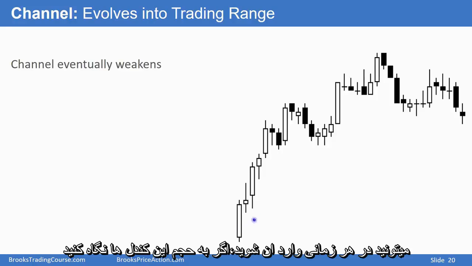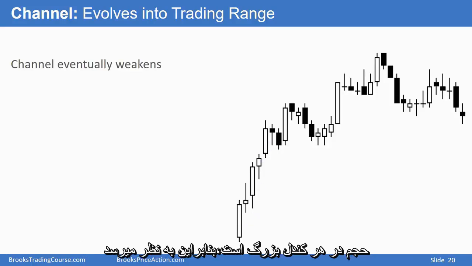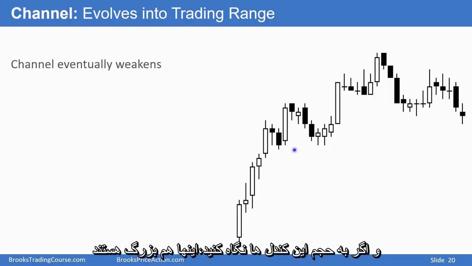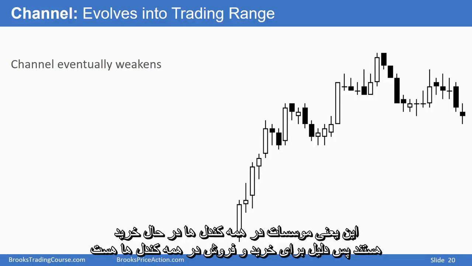If you look at the volume of these bars, the volume is big on every bar. So it's not like the institutions are all buying on this bar or this bar and not the other bars. They're buying on all the bars. And if you look at the volume on these bars, it's also big. That means the institutions are buying on every bar. That means there's a reason to buy or sell on every bar.